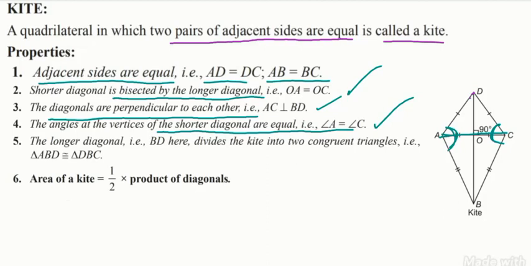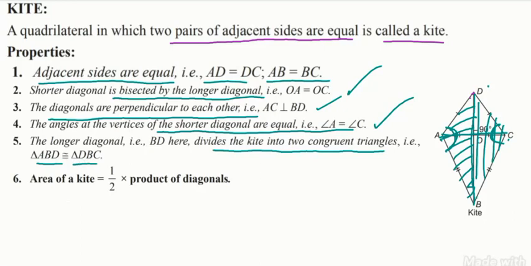Next, the longer diagonal, that is BD, divides the kite into two congruent triangles. BD divides the kite into two triangles: the first one ABD, the second one CBD. So ABD is congruent with DBC. Both triangles are congruent to each other. Last point, area of the kite is equal to half into the product of the diagonals, half into D1 into D2, like a rhombus. Area of the rhombus and area of the kite have the same formula.